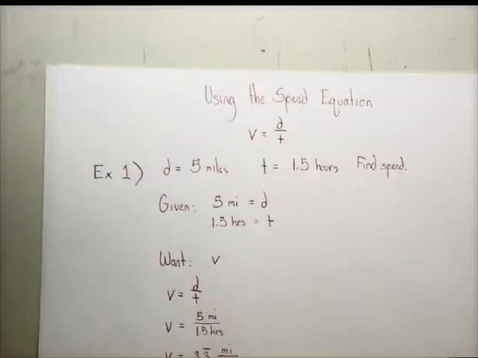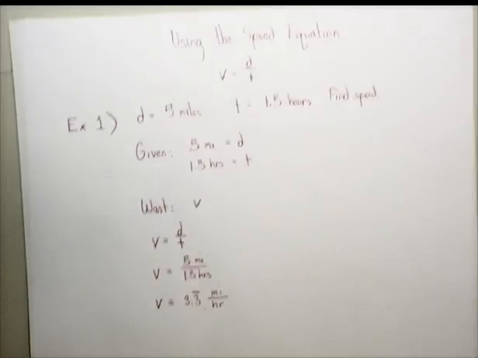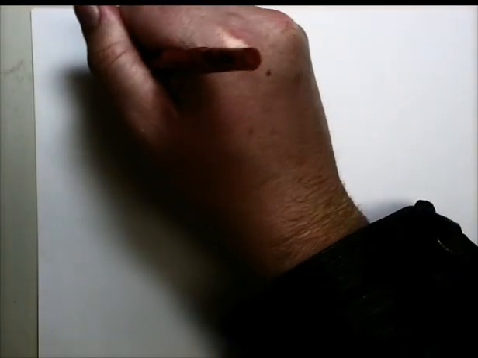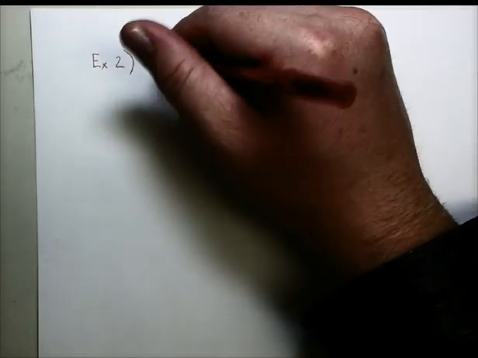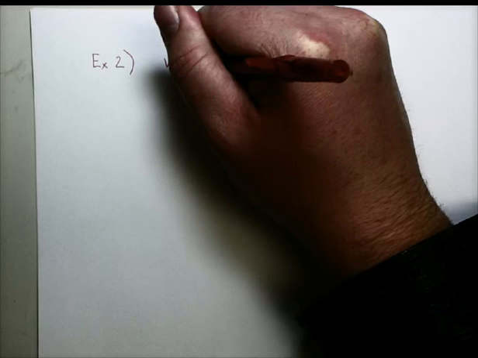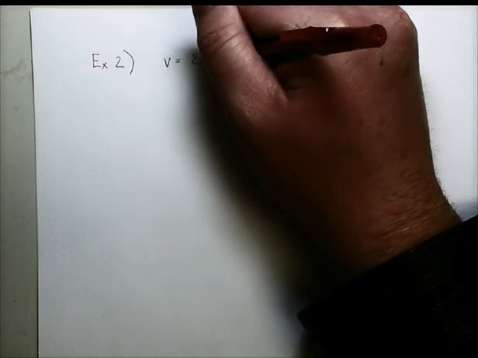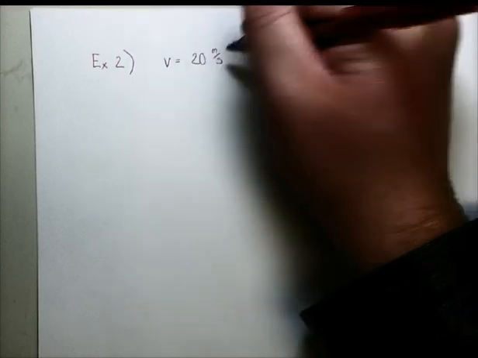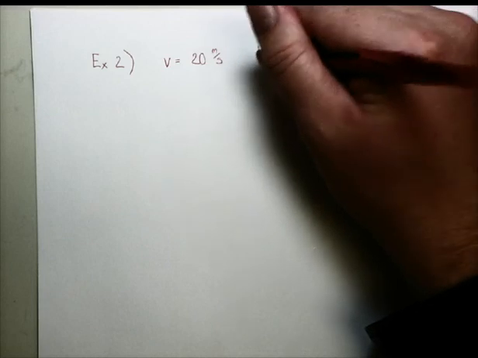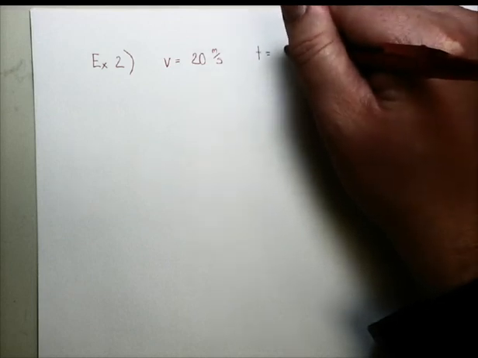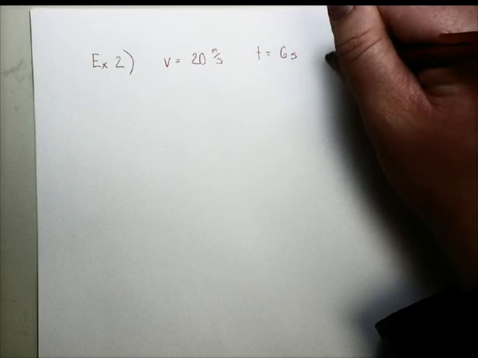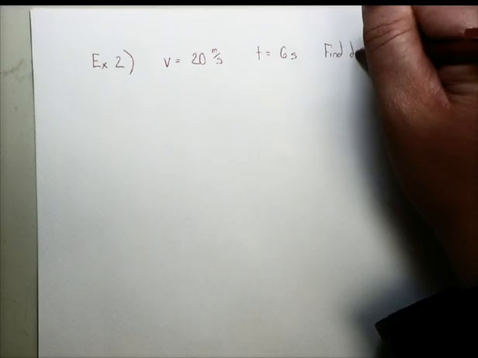So that's how you would do it if you've got the distance and the time and you're wanting to find the speed. What if, however, that's not the situation? So let's look at a different example. And in this example, let's say that you have an object, whatever it is, traveling at a speed of 20 meters per second. And it does this for, let's say, 6 seconds. And we want to find the distance the object will travel.